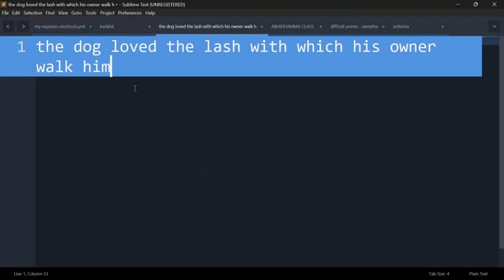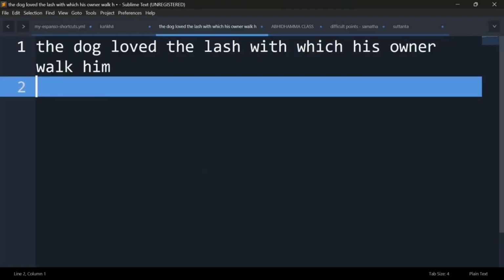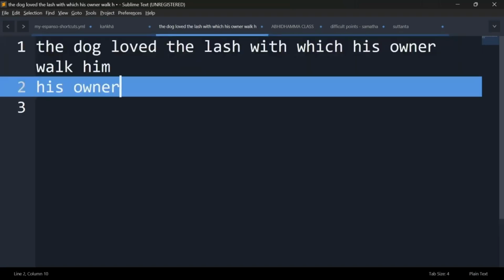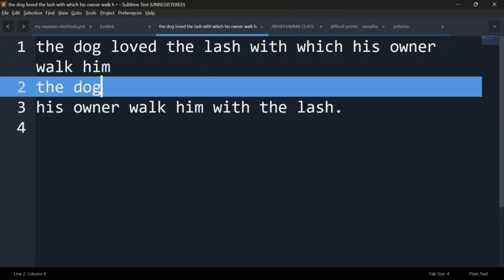The dog loved the leash with which his owner walked him. Now let's do this. The dog loved the leash. So far it's not complex. Now the relative clause is a bit complex. Now you want to talk about the leash. You want to say his owner walks him with the leash. Do you understand? This is what I'm saying. The first clause is the dog loved the leash. His owner walked him with the leash.